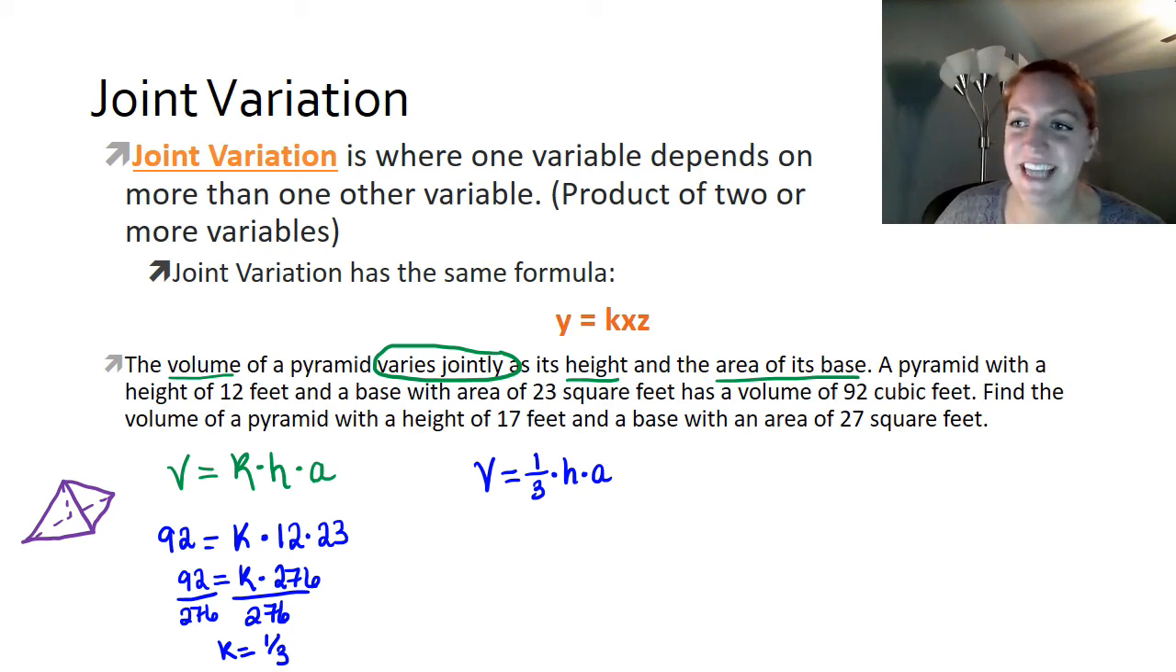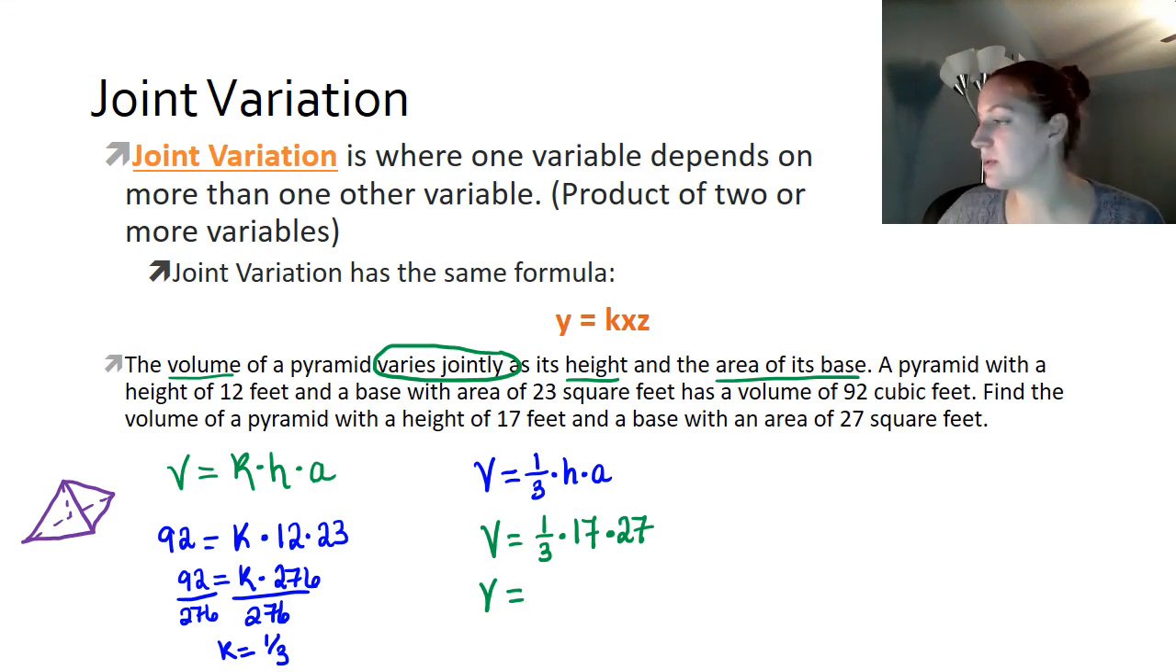Okay, so let's go ahead and figure out the last final question. So it says, find the volume of a pyramid with a height of 17 and a base of 27. So let's plug in these measurements for our height and our area. So volume equals 1/3 times my height, which was 17, and the area of the base was 27. Let's just plug this into my calculator. 1/3 times 17 times 27. It's going to get me 153.